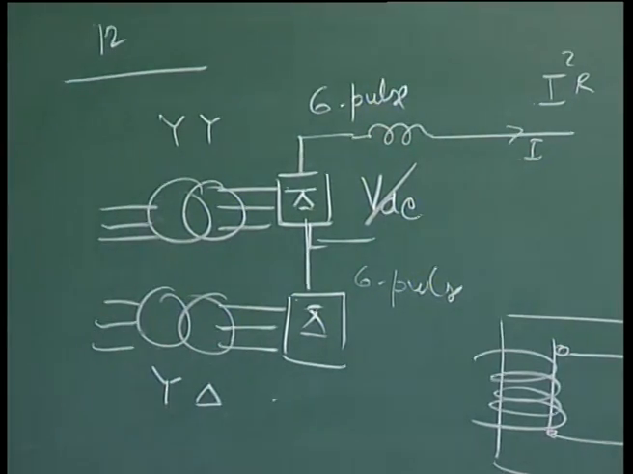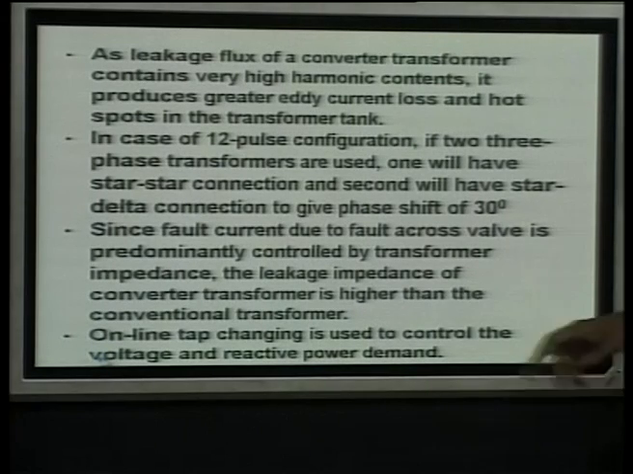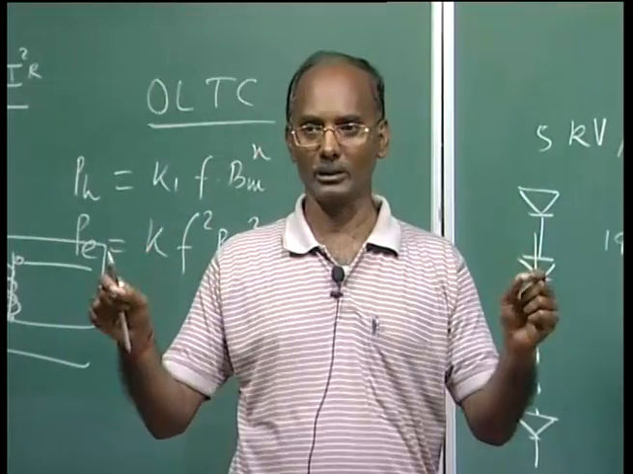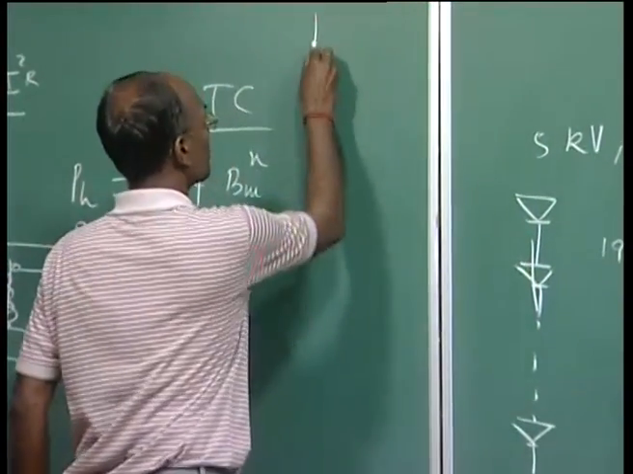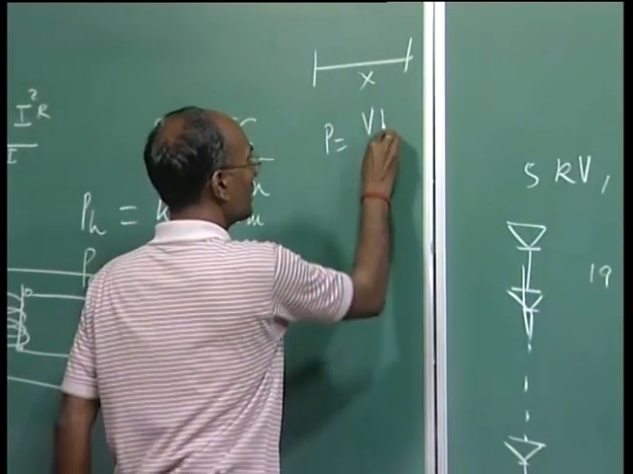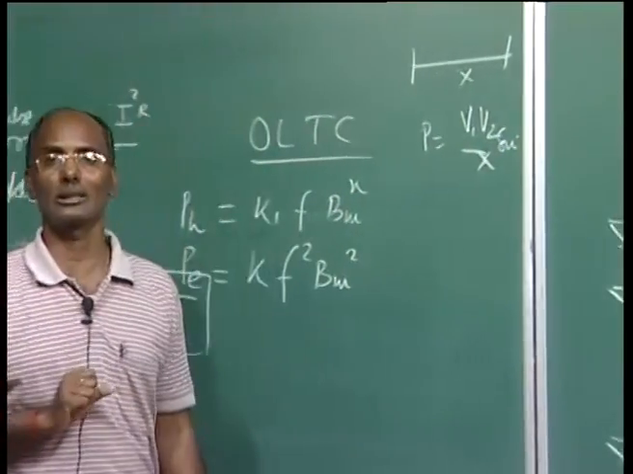Another point: since the fault current due to a fault across the valve is predominantly controlled by the transformer impedance, the leakage impedance of converter transformers is made higher than that of conventional transformers. In a normal transformer, we try to minimize the reactance, because if the reactance is more, then the power flow in that line will be less. As you know, if you have two elements with reactance X, the power flow from here to here is V1 V2 over X sine delta. We try to minimize this in the conventional transformer.